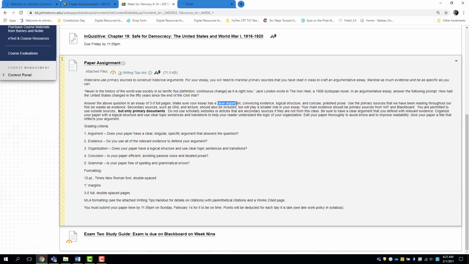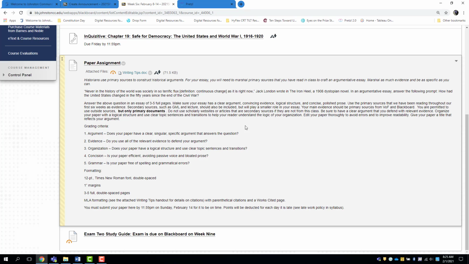A clear argument. Remember, your argument is how you answer the question. So how did the United States change in the 50 years since the end of the Civil War? However you plan to answer that, that's your argument. Then you will spend the paper backing up the different pieces of your argument. If you say it's changed politically, culturally, and in terms of work, maybe you're picking 3 points. Then you're going to spend different sections of the paper supporting each of those points with evidence. It's just a very loose example. Again, the writing tips sheet is your friend.